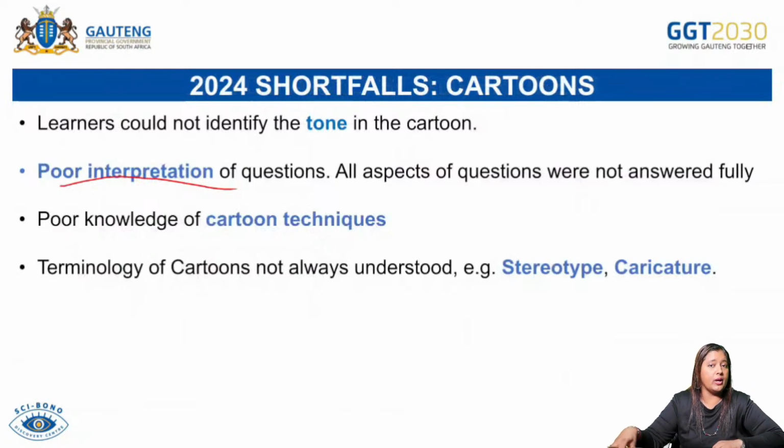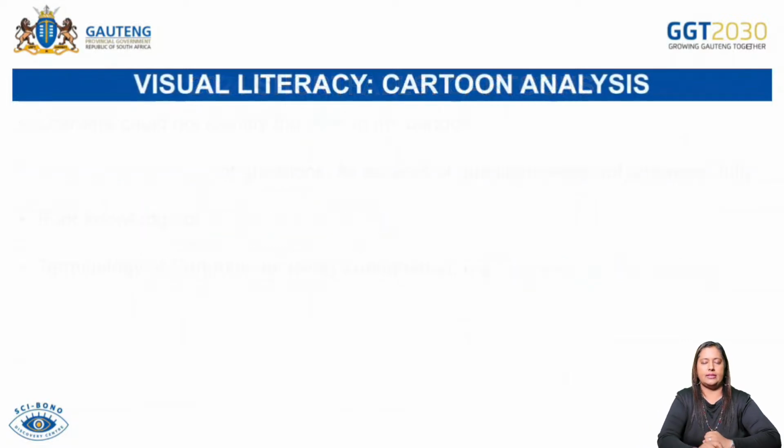Again, it comes down to the question words we went through, like we did with the advert. Poor knowledge of cartoon techniques. I'm going to take you through a few techniques here, and we're going to see if we understand that. And then the terminology of the cartoons is not always understood. So you need to go back and look at aspects of a stereotype. What is a stereotype? When do we showcase sarcasm? When do we showcase irony, for example? When is caricature involved in a cartoon?